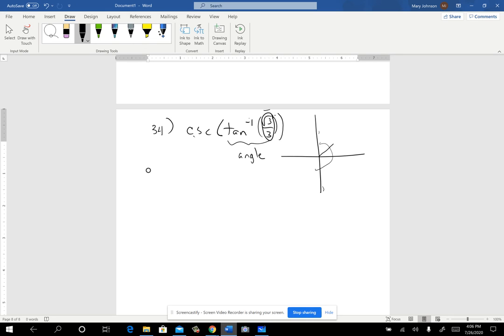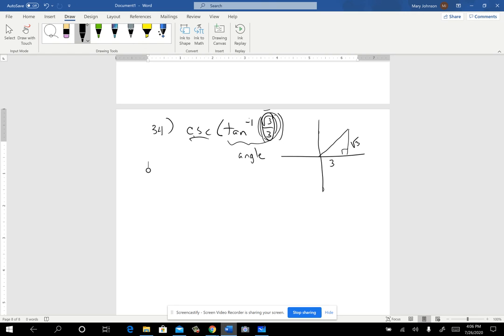So I'm going to draw that, and I'm going to drop a perpendicular to the x-axis and use these to label it. Tangent is opposite over adjacent, so that's square root of 3 over 3. I'm not trying to figure out the angle. I don't ever need the angle. I just need to use my sketch to figure out cosecant. Cosecant is related to sine, so I know I'm going to need the hypotenuse of that triangle.